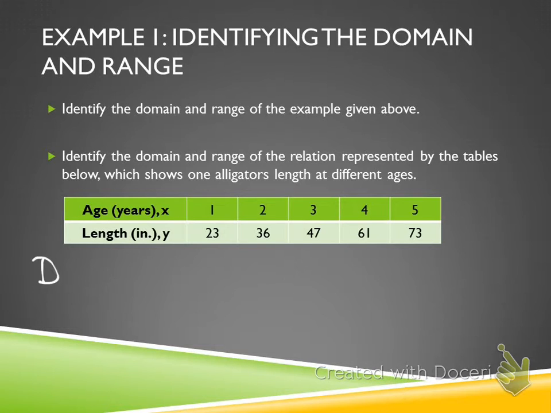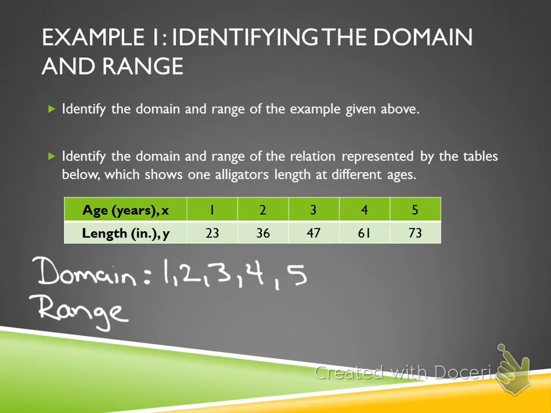All right, so if I'm identifying the domain, I want to write them in order, least to greatest, my x values. So what are my x values going to be on this table? 1, 2, 3, 4, and 5. All right, and what's my range going to be? Very good. 47, 61, and 73. And it's as simple as that.